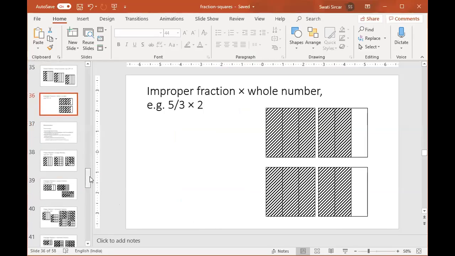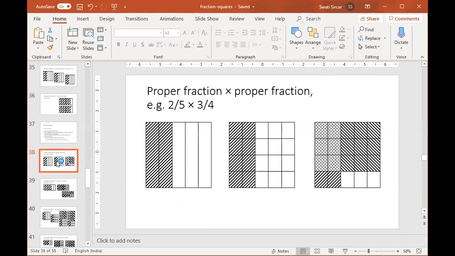So if you want to do proper fraction times proper fraction, square is the best way. You can go cross hatch this way, then split it the other way, and then you get the doubly shaded part, which gives you the product. Okay, so this is an example of proper times proper.